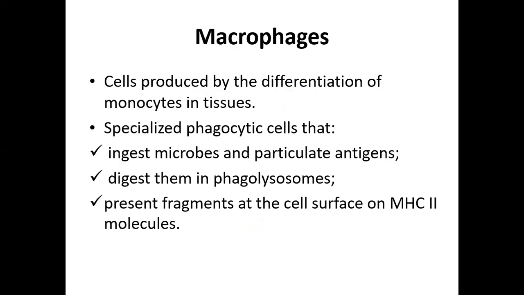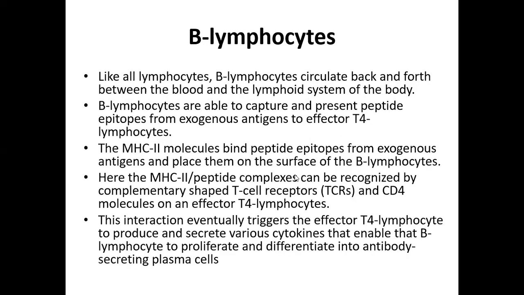Also, macrophage cells are produced by the differentiation of monocytes in tissue. So dendritic cell and macrophage both belong to the monocytes. These are specialized phagocytic cells that ingest microbes and particulate antigens, digest them in the phagolysosome, and present fragments on the cell surface on MHC second molecules. So macrophage and dendritic cells do the same work, the same job.